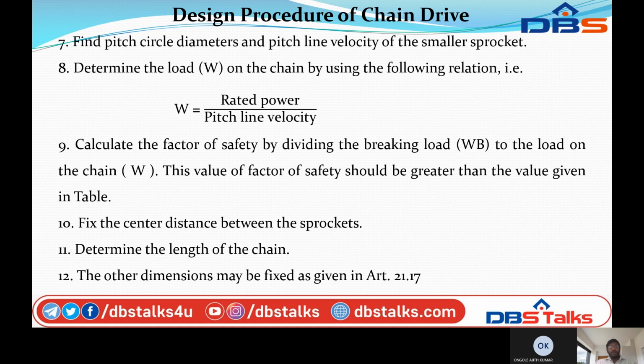So next, find the pitch circle diameters and pitch line velocity of the smallest sprocket. Determine the load W on the chain by using the following relation: W is equal to rated power divided by pitch line velocity. Next, calculate the factor of safety by dividing the breaking load WB by the load on the chain W. This value of factor of safety should be greater than the value given in the table.